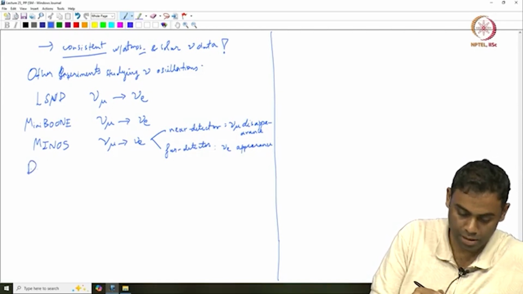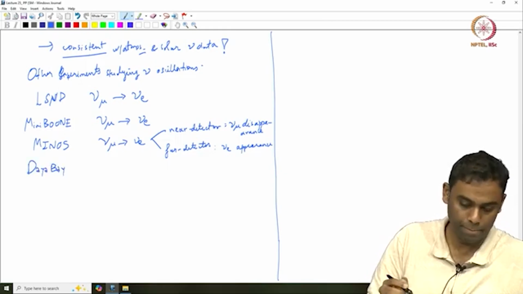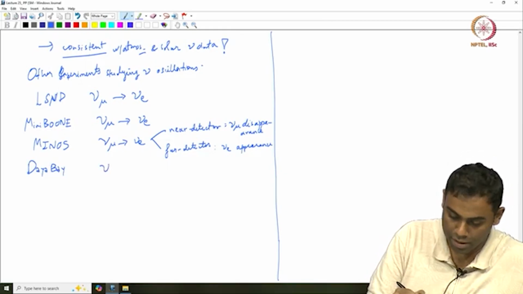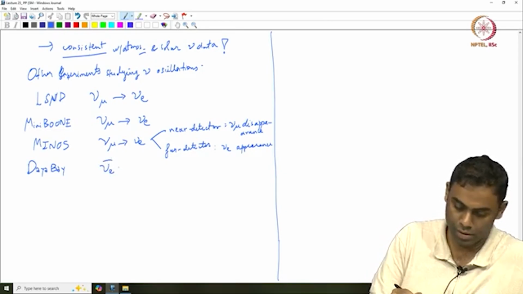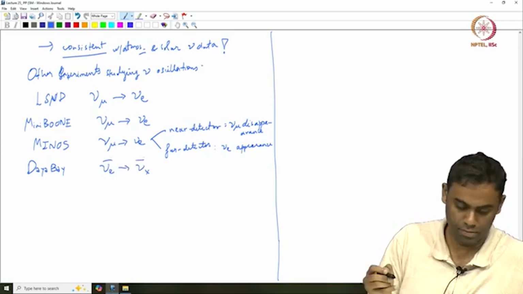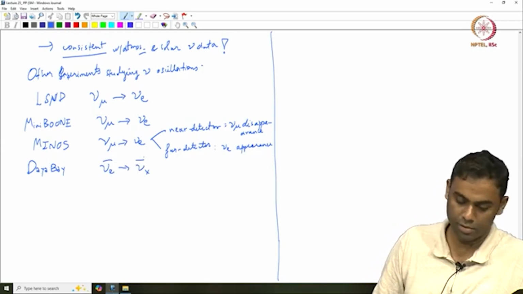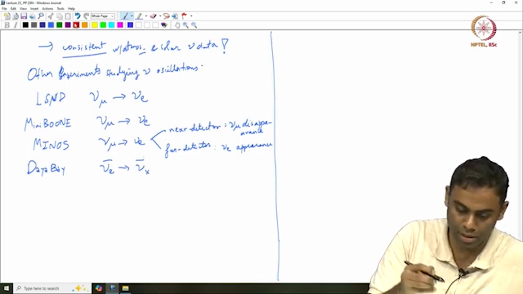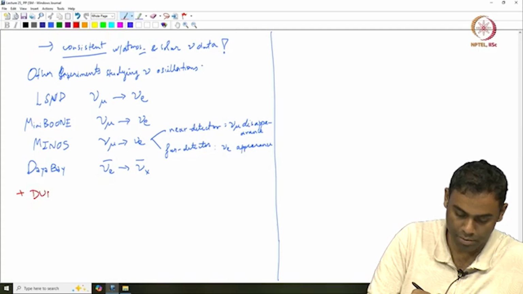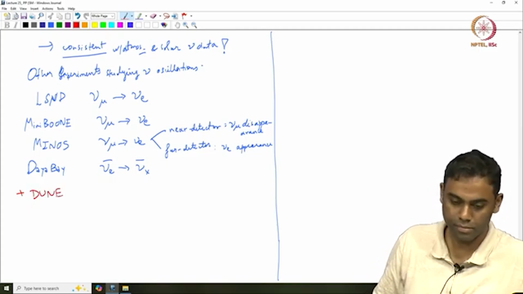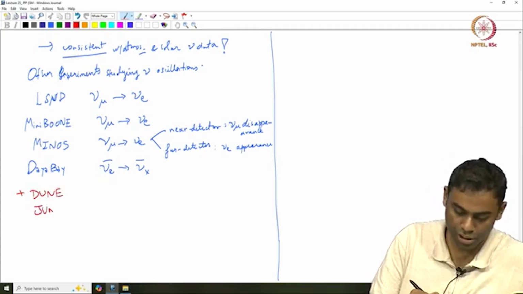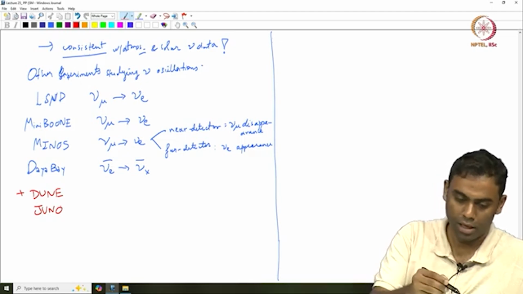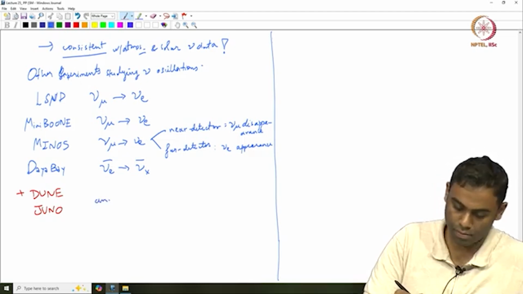There is Daya Bay in China. They do something interesting, they take electron antineutrinos which go to anything else. So, I believe it is a disappearance experiment and so on and so forth. There is also DUNE that is coming up in the future, that is why I am writing it in red. JUNO in China is also coming up, in red, and so on and so forth.